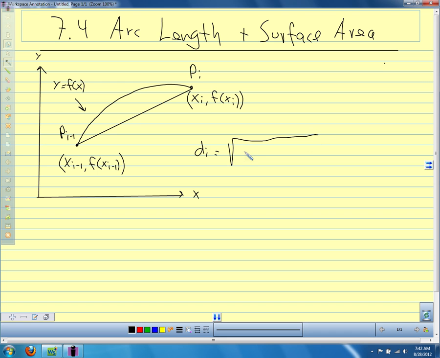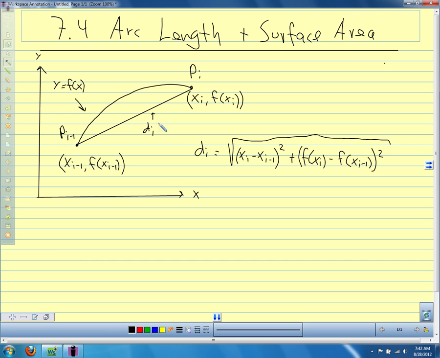So d sub i is the square root of (x sub i minus x sub i minus 1) squared plus the difference in the y values, (f of x sub i minus f of x sub i minus 1) squared. So there's the length of this segment. I'm just going to say this is d sub i. The length of that segment is d sub i.